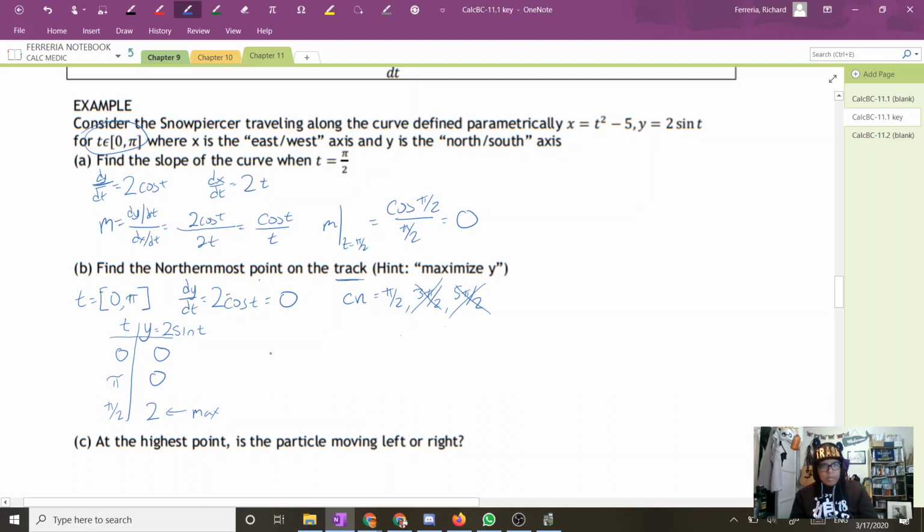That's our y-coordinate. What's our x-coordinate? X-coordinate is going to equal t squared minus 5, which is equal to pi squared over 4 minus 5. I don't care to simplify that really. So the northernmost point, the x-coordinate is pi squared over 4 minus 5. The y-coordinate is 2. So there's our northernmost point.